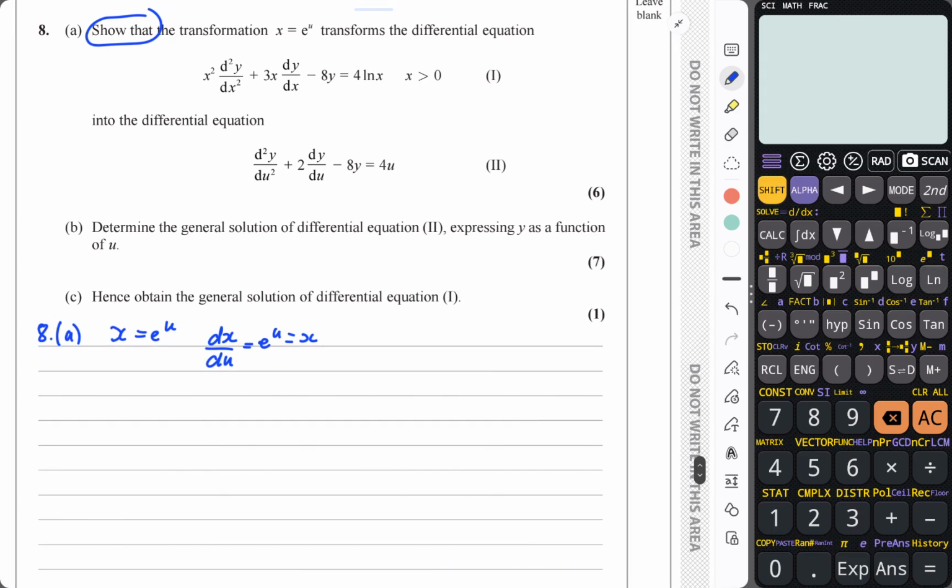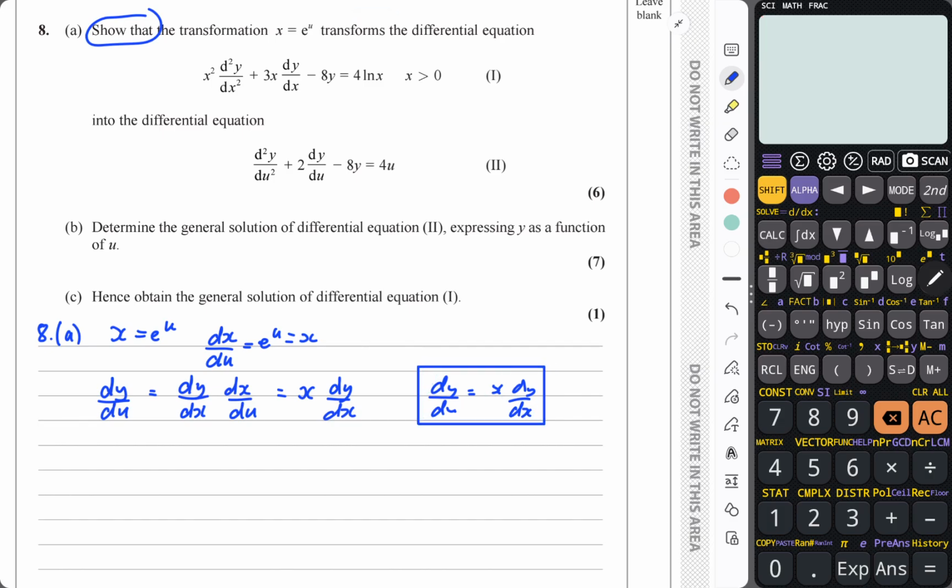We then need to work out the first and second order derivative with respect to u. Now it's good to remember to do that because it'll make the working a bit easier. So if I want to work out dy du, I can just apply the chain rule, and it's the same as dy dx times dx by du. Dx by du I just worked out as x, so this is x dy dx. So dy du is equal to x dy dx. It'll be a useful one.